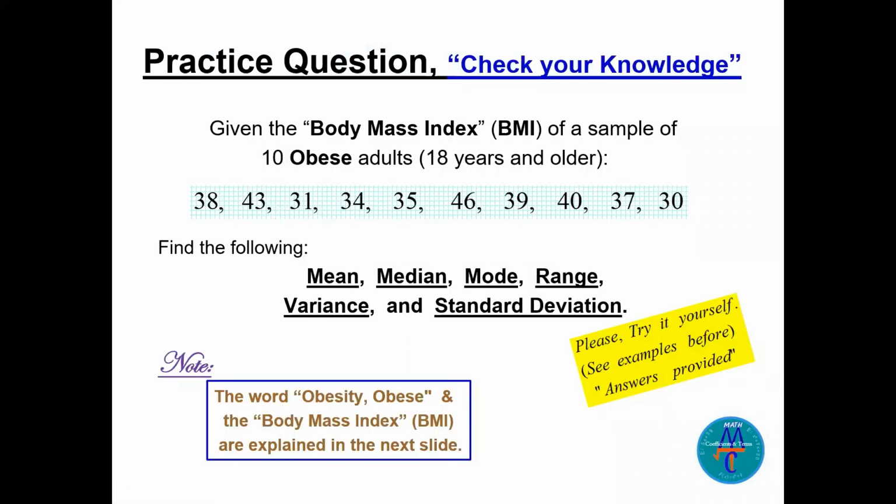3.25. This is a practice question to check your knowledge about parts 28 and 29. Given the body mass index, BMI, of a sample of 10 obese adults, 18 years and older: 38, 43, 31, 34, 35, 46, 39, 40, 37, and 30. What do we need to find? The mean, median, mode, the range, the variance, and the standard deviation. You can try it yourself, please. But first I will explain the words obesity and obese, and also body mass index, BMI, and how to find it by the formula in the next slide.